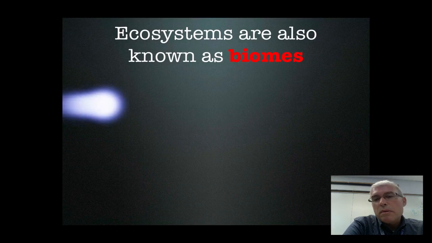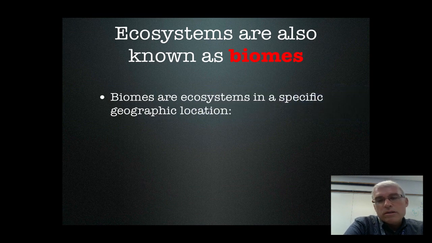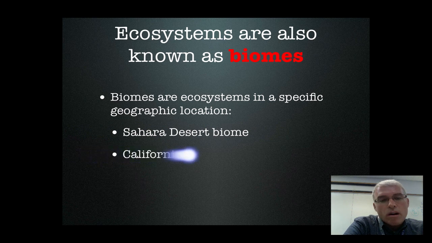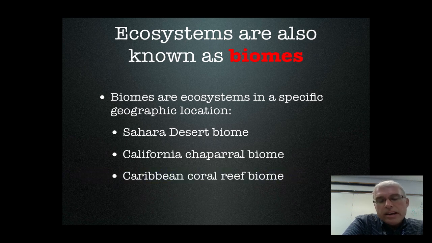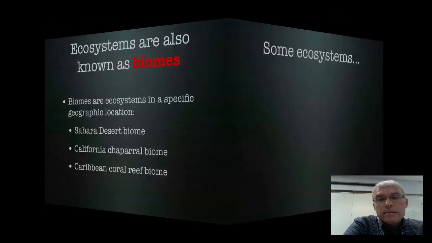Ecosystems are also known as biomes. Biomes are ecosystems that are limited to a geographic location. They're often described by where they are. For example, deserts in northern Africa are called the Sahara Desert, and the dry, twiggy, thorny areas in California is known as the California Chaparral biome. The Caribbean coral reef. There are also coral reefs in other warm oceans, but you could just study the Caribbean coral reef and you could call it a biome.